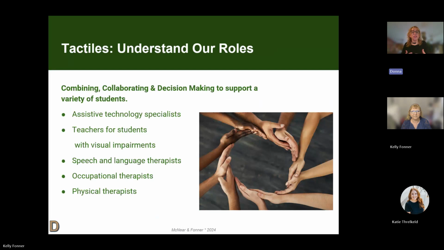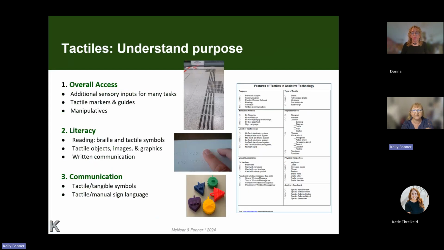So we're thinking about assistive technology specialists, teachers for students with visual impairments, speech and language therapists, occupational therapists, and physical therapists is who we were primarily thinking about, but it's really all team members. And as Donna says, it is all team members. There are people in our various fields that specialize in the area of talking about tactiles or tangibles, but everybody has something to contribute to this process.